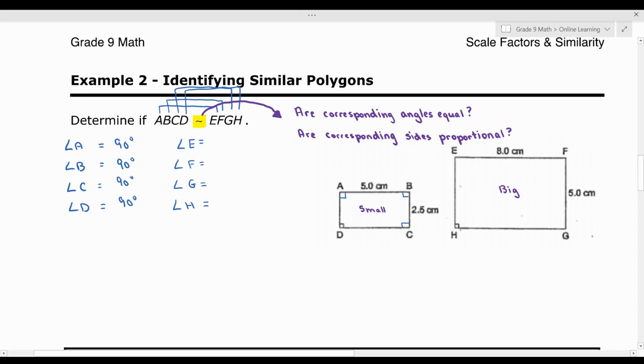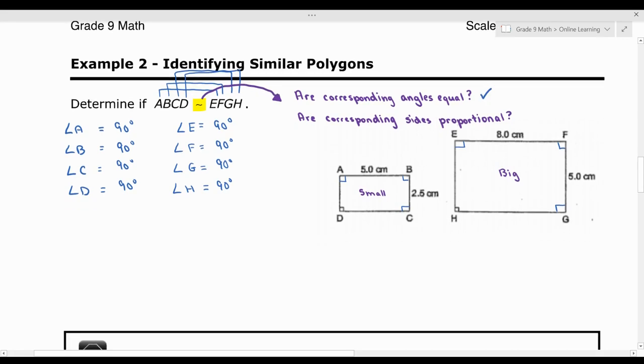So again, if this is 90 and these sides are perpendicular, these are also perpendicular, these are perpendicular, those are perpendicular, which means the little square tells me that they're all 90 degrees. So that's 90, 90, 90, 90. Obviously angle A matches angle E, B matches F, C matches G, and D matches H. So this we've proven.